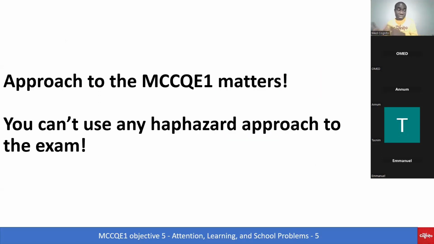So the approach you use really matters, and that is why I am hitting on it. You can't use any haphazard approach to this exam. I don't like it when candidates come saying, Dr. Boni, I have 1 week to my exam, help me. I will not be able to do anything. But if you want help with a systematic way, say, Dr. Boni, I have 3 months to go, guide me, we will do that. 4 months, 5, 6, sure, or even 2 months. But to come saying I have not studied and I have 2 weeks to go, I will not want to get myself in that situation.